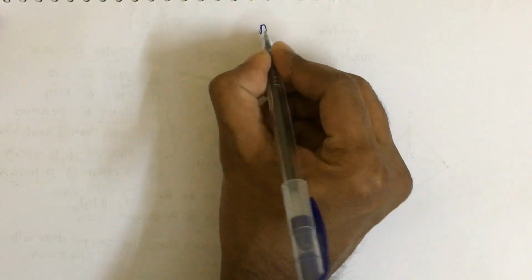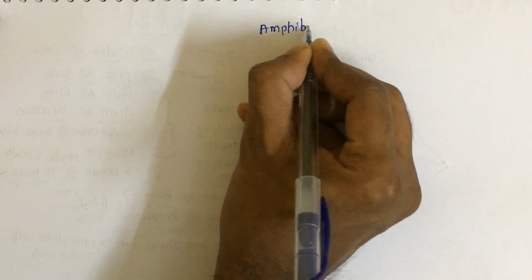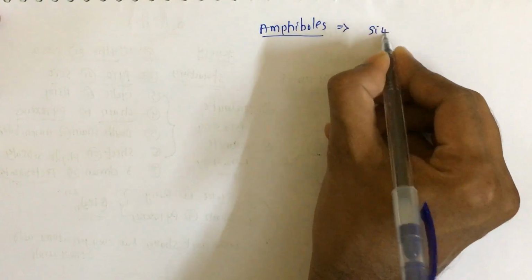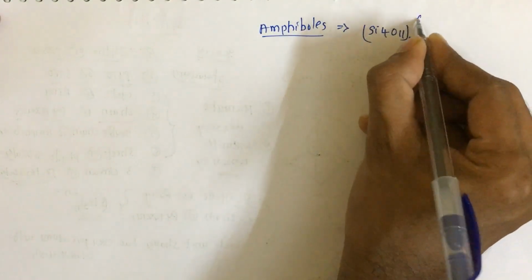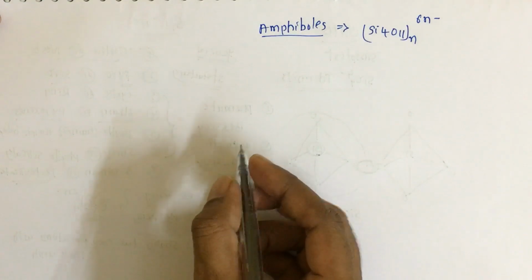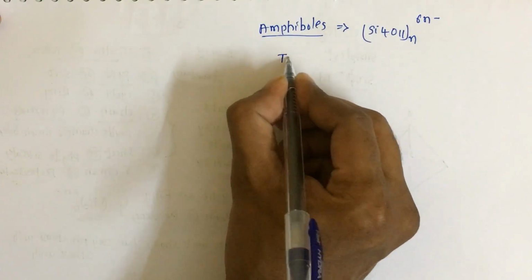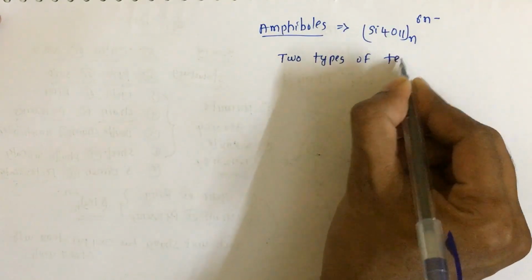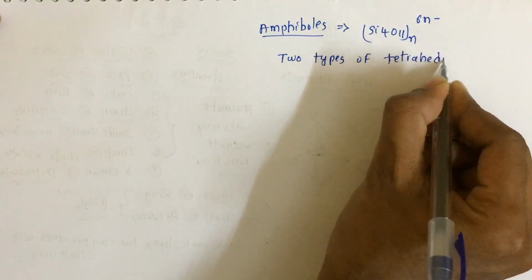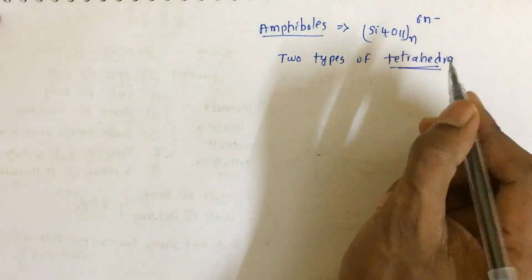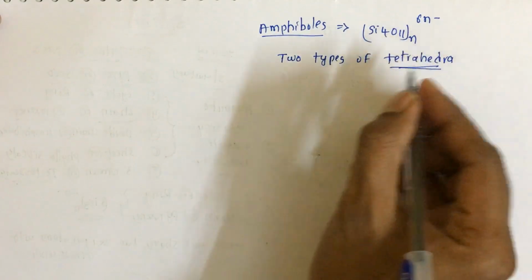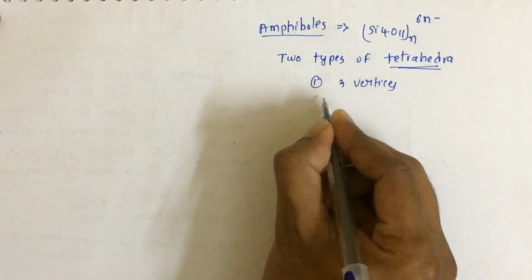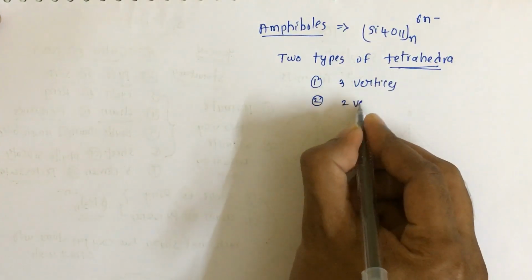So amphiboles. The general formula of amphiboles is Si4O11 to the power of 6n minus. For amphiboles we have two types of tetrahedra. All silicates are present in the tetrahedral shape only, but for amphiboles we have two types of tetrahedron. One tetrahedron shares 3 vertices, and another one shares 2 vertices.